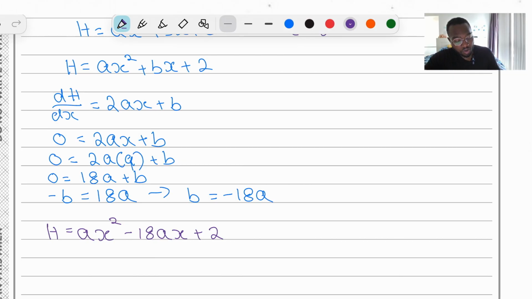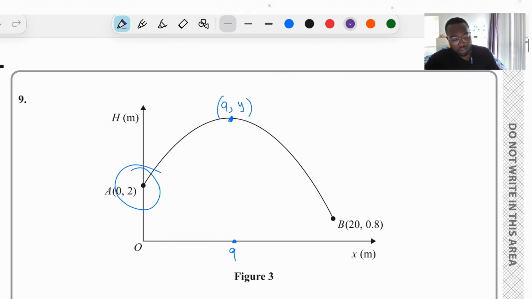Okay, so now all we need to do is try and figure out what that a value is. So what can we do? Well, if you look, we have 2 points on the graph. We have (0, 2) and (20, 0.8). Now, we can plug in any of those values, and that should give us a value for a.